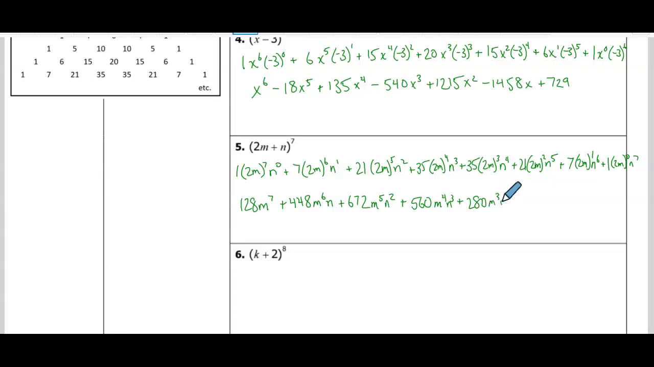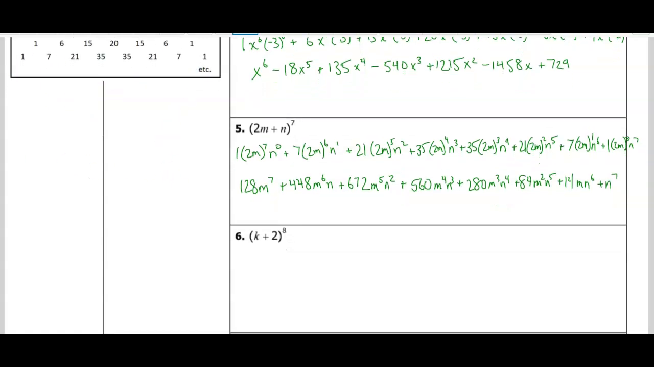M to the 3rd, n to the 4th. All right, and then I have 2 squared times 21, it's 84. M squared, n to the 5th. 2 to the 1st times 7 is 14. M to the 1st, n to the 6th. And then 2 to the 0 is nothing, it's just 1. M to the 0 is 1, so just n to the 7th. All right, hopefully you're starting to get the hang of this by doing your expansion using the triangle and proceeding.